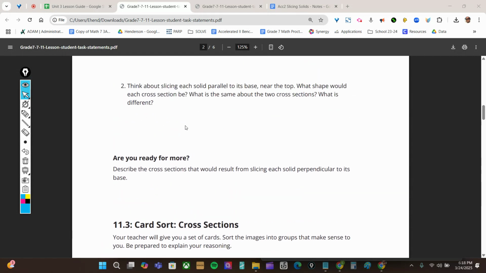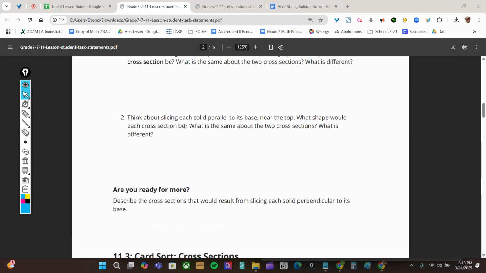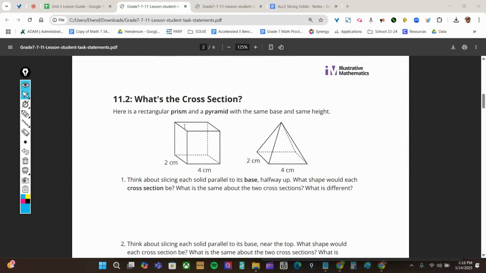Describe the cross section that would result from doing a perpendicular cut. Perpendicular would be like this to the base. So then you're going to get something like this on this shape, and then you're going to get something like this on this shape. Go ahead and answer that question right at the bottom. Describe the difference in the shapes that you would get if you cut these perpendicular. I'll pause it again so you can do that.